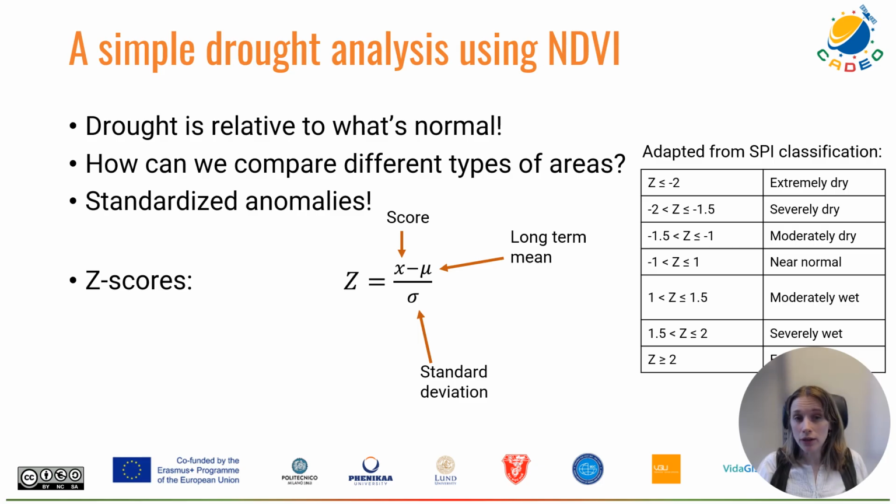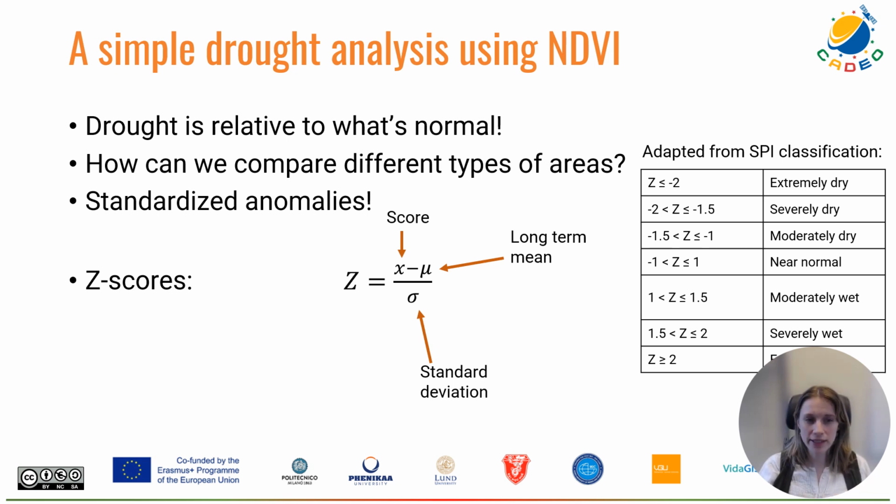So because drought, again, is relative to what's normal, we have to compare the situation for the year of interest to the long-term normal situation. And then if we want to be able to compare different types of areas, if we're looking at a country with big differences between north and south or east and west, we want it to be standardized to see maybe what areas are worst affected.